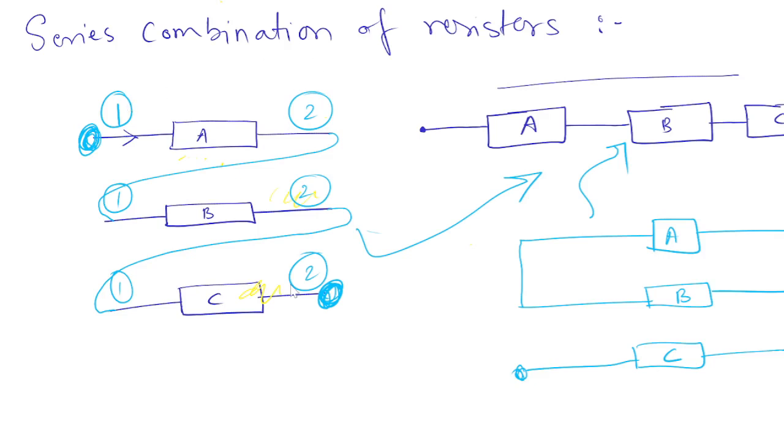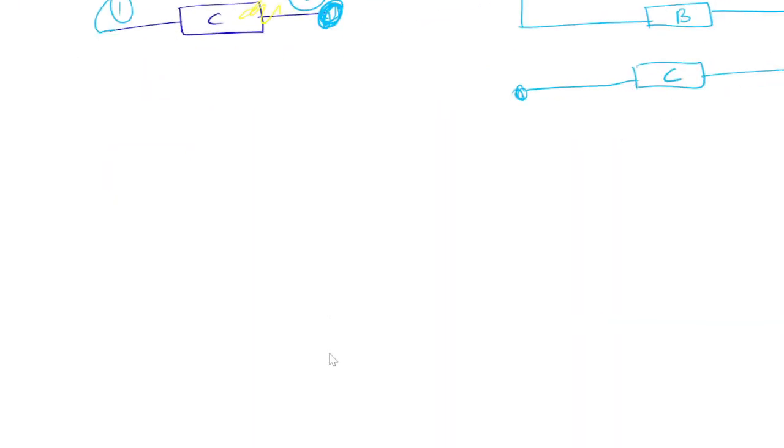Now, in a series combination of resistors, there are some characteristics which we need to understand. And what are those?